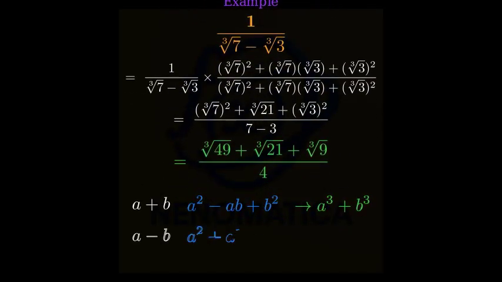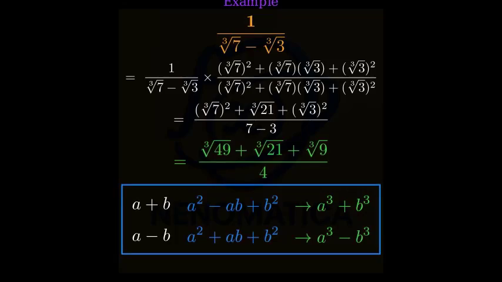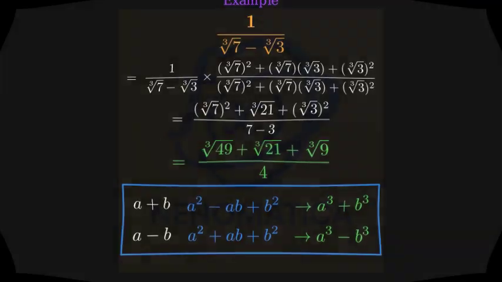A quick visual to remember: the plus denominator uses minus ab in the helper factor. The minus denominator uses plus ab in the helper factor. Think of them as opposites that unlock the perfect cubes.